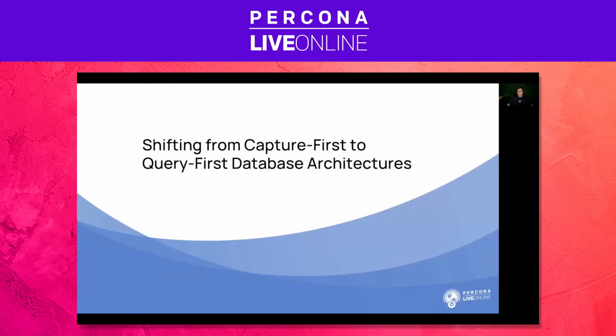This talk is about database architectures, one of my favorite subjects, and yours too, I'm guessing, because you're here. And the title is Shifting from Capture First to Query First Database Architectures. If you don't know what that means yet, that's cool. We got this. Bear with me.